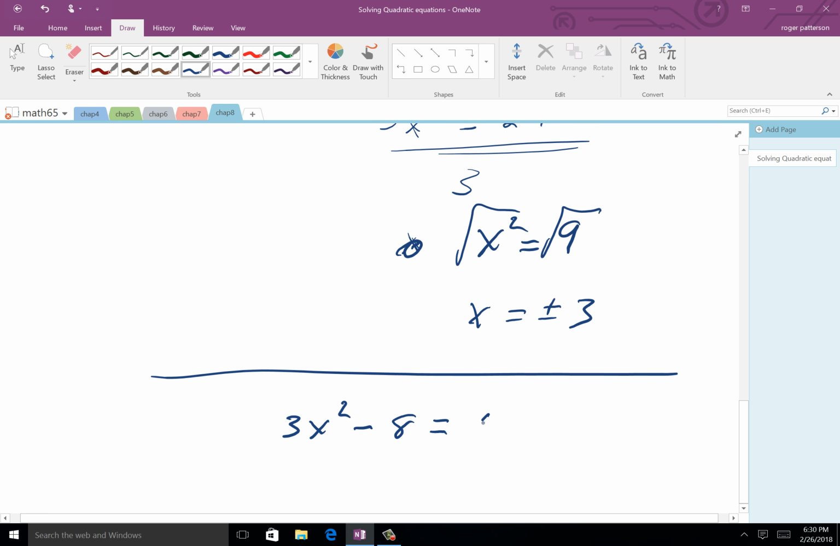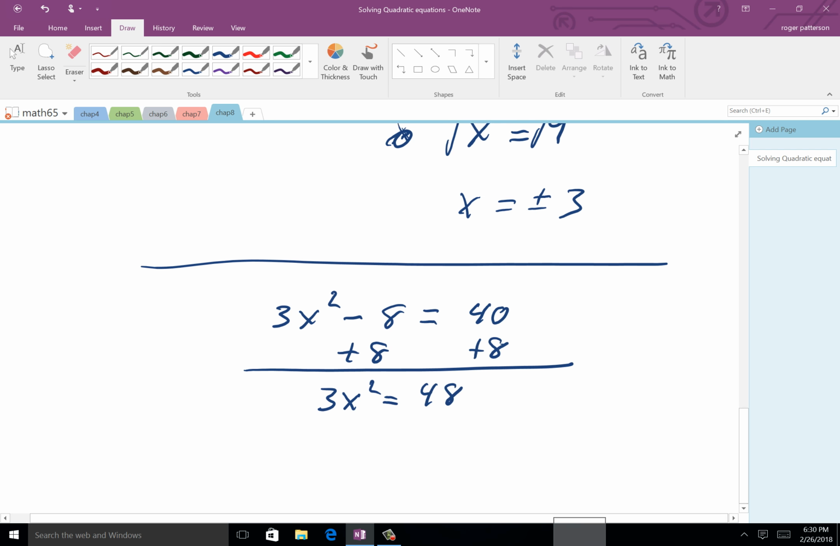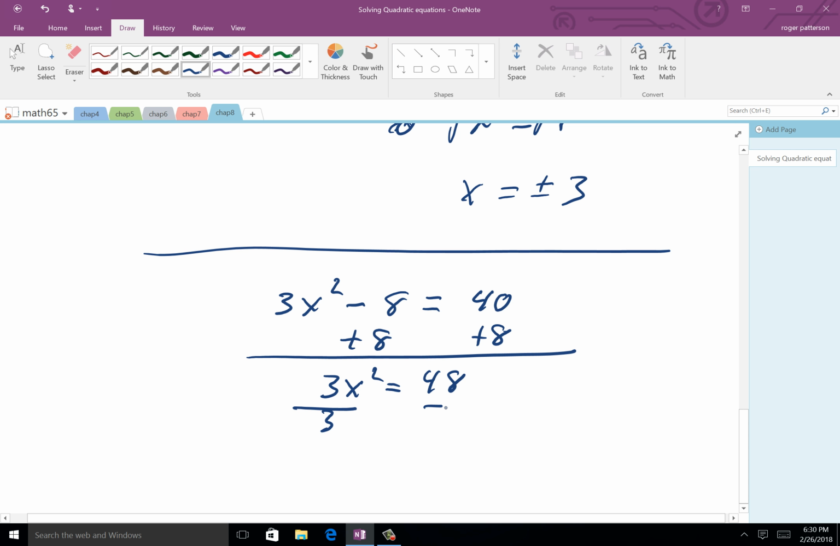Here, let's do one like this. Okay. So now we have an equation. So we should treat it just like we did if it was an x. All right, so what are we going to do first? Yeah, add the 8, right? And then? Divide both sides by 3. Absolutely.